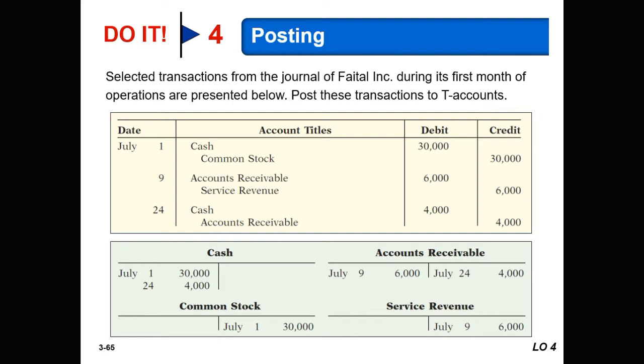Accounts receivable, though, has had accumulation of impacts that both increase and decrease that account through the course of this month. They have $6,000 in debit and they have $4,000 in credit. That means that because there is a greater amount in debit, it has a debit balance. And the difference between the $6,000 and the $4,000 is $2,000. So it has a $2,000 debit balance.